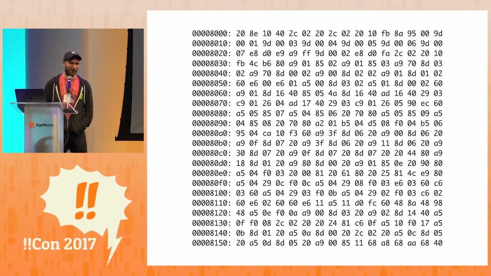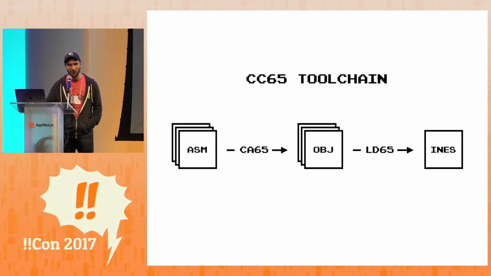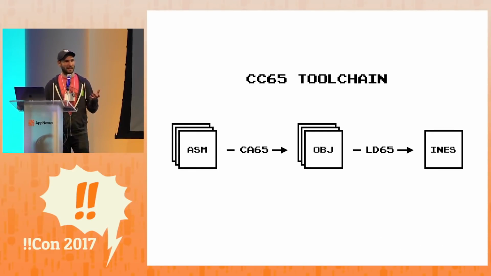I don't know about you, but I don't want to write hex code all day. I'm used to having a high-level language. So this is where the CC65 toolchain comes into play. This is basically an assembler and a linker that will give you NES ROM files that you can then run on emulators.